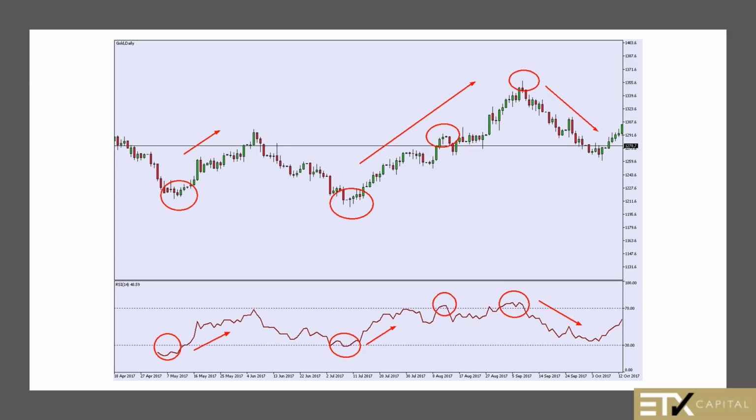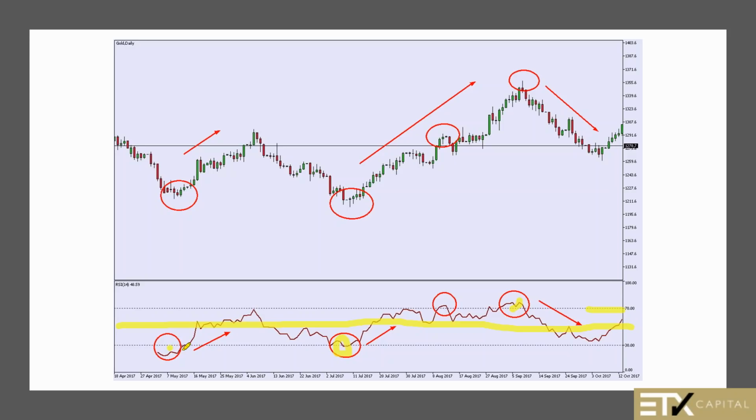So what we would do is we can put a line across at the 50 line. Okay. We would look for overbought conditions over this 70. We look for oversold conditions below this 30 line.